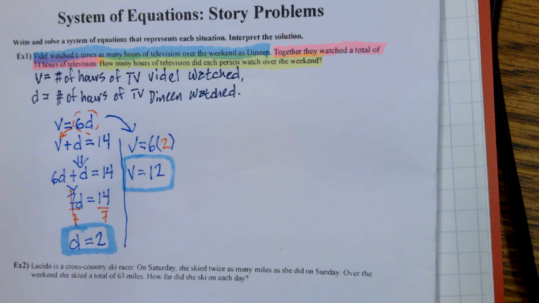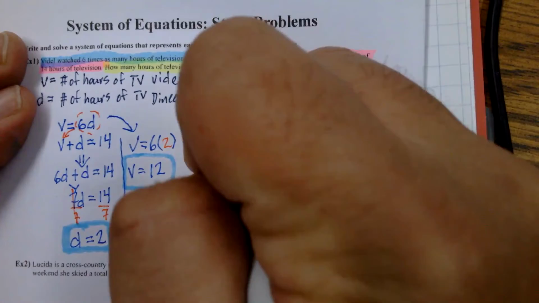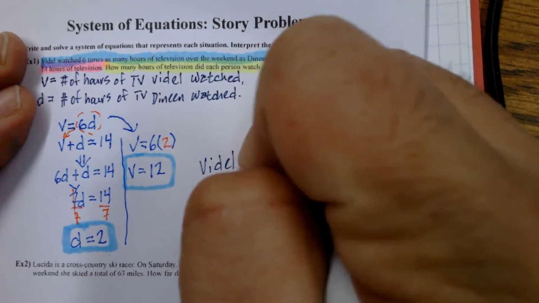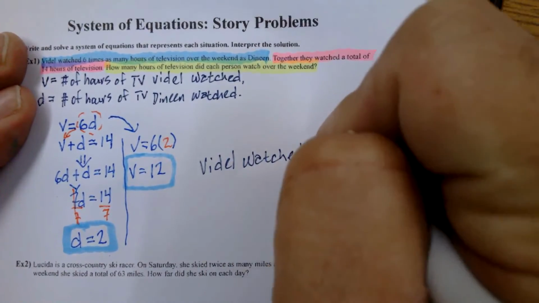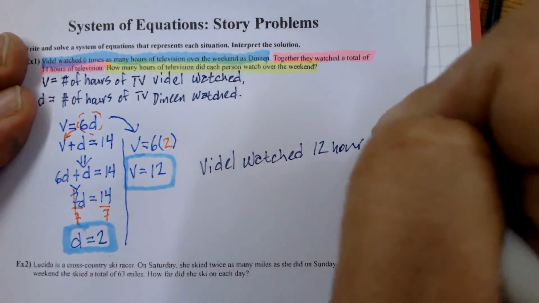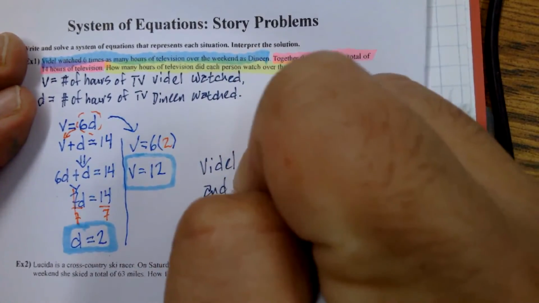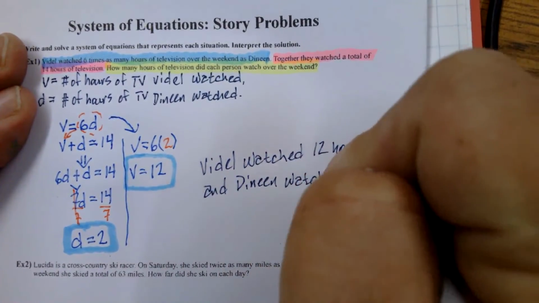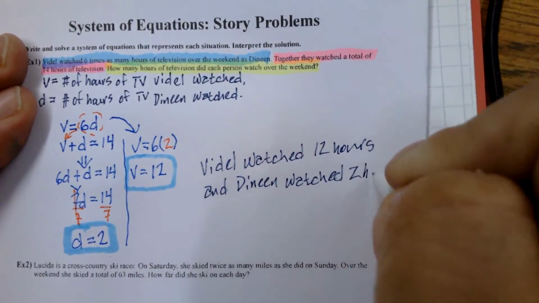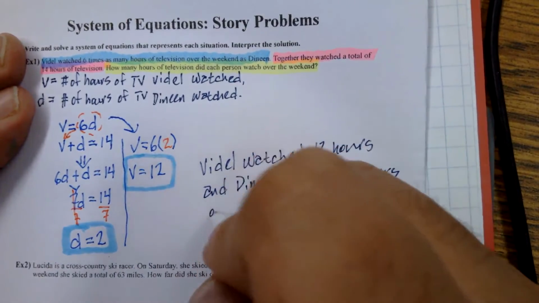So let's go ahead and write a sentence to answer the question. So we can say, Vidal watched 12 hours and Deneen watched 2 hours of television.